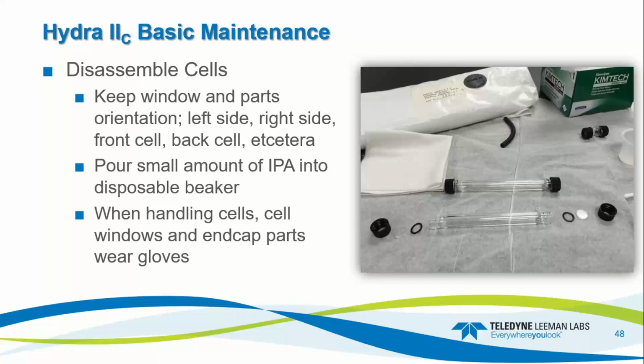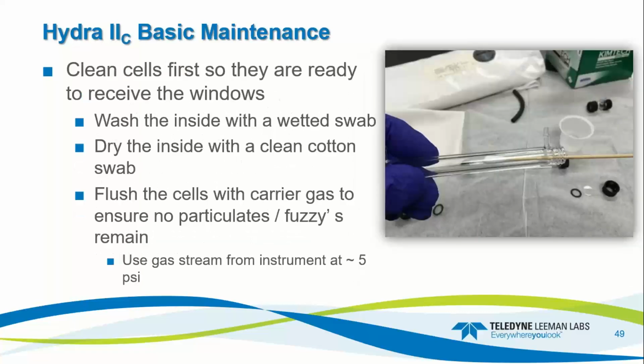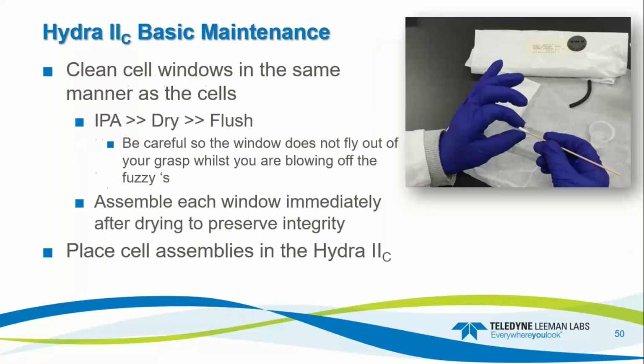So pour a small amount of isopropyl alcohol into a beaker, and again, wear gloves when you're handling the cells, cell windows and caps. You've got to wear those gloves, keep it in control. You're going to use IPA, wash the inside with a wetted swab, and then you can dry it with a cotton swab, and then you want to blow out the fuzzies. You can use the gas right off the back of the instrument, the carrier gas. Turn your pressure down, maybe 5 psi. When you need to blow out the fuzzies, just turn it on, blow them out.